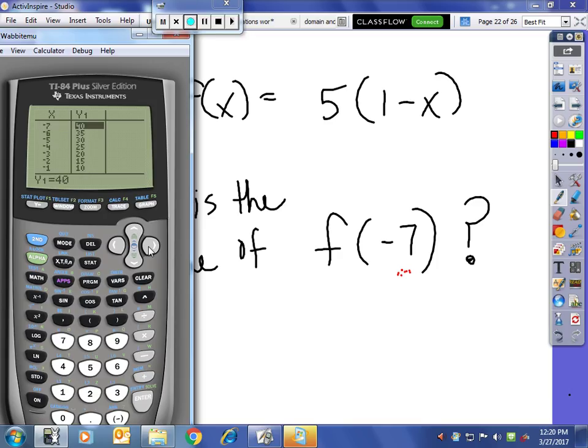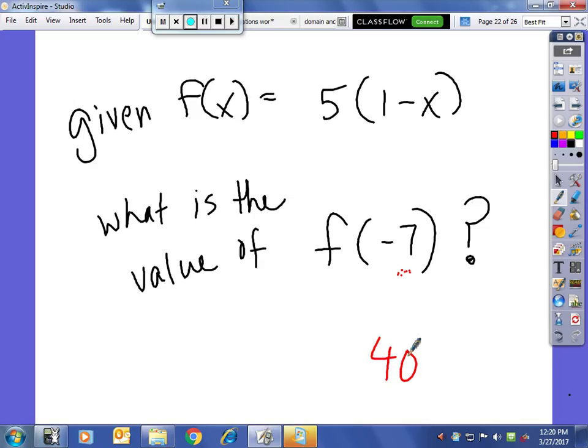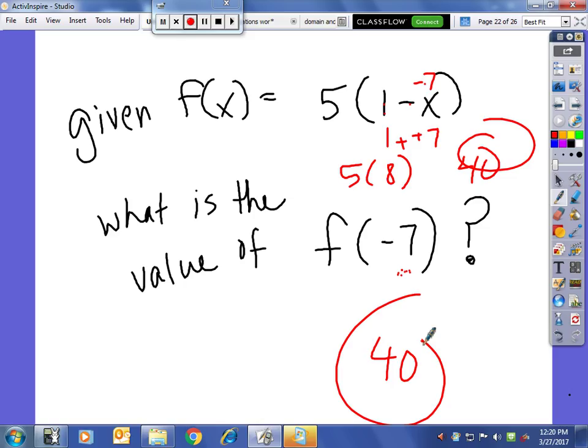What is it? 40. In other words, you're putting a negative 7 in for x. What's 1 minus negative 7? No. 8. And what's 5 times 8? 40. F of negative 7 means you put a negative 7 in for x. This is not a y value. That's an x value.